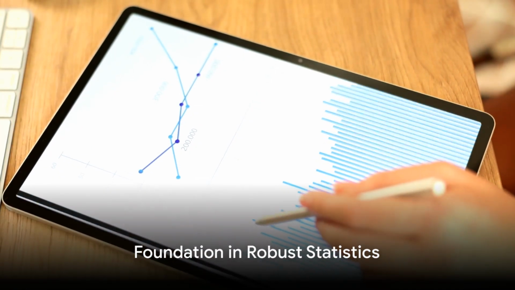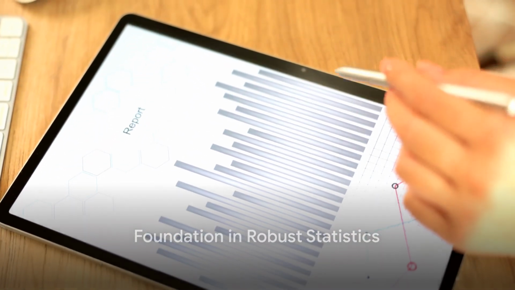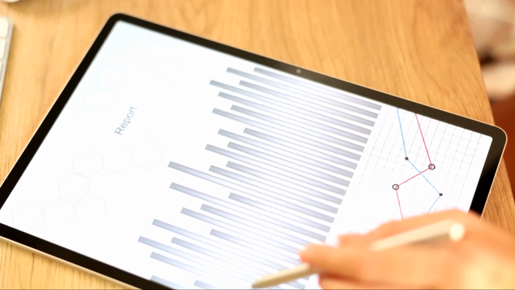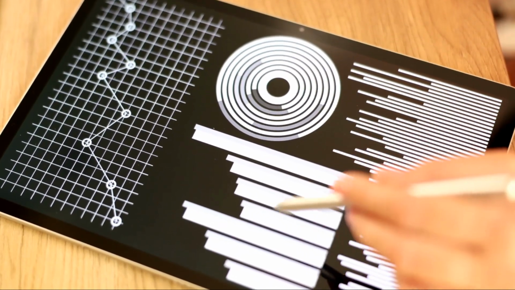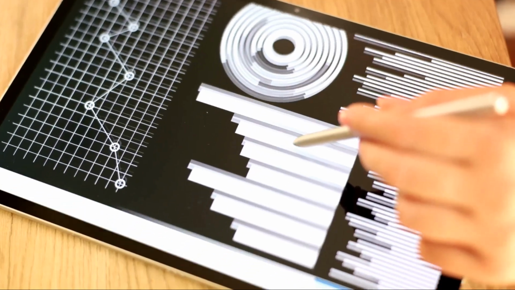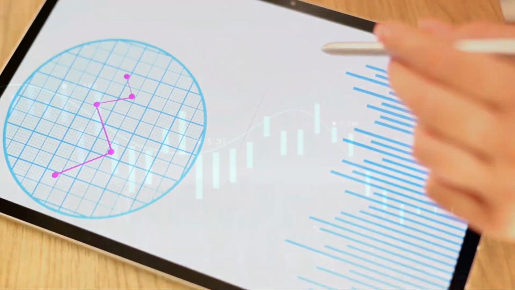One aspect that makes the mean shift algorithm stand out is its foundation in robust statistics. This means it remains unaffected by small changes in the dataset, making it a reliable tool in data analysis.